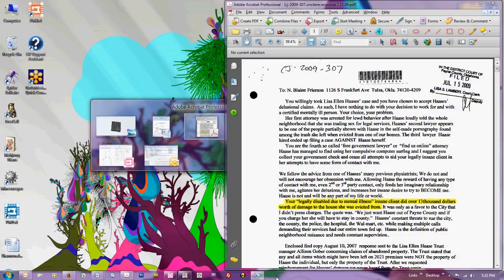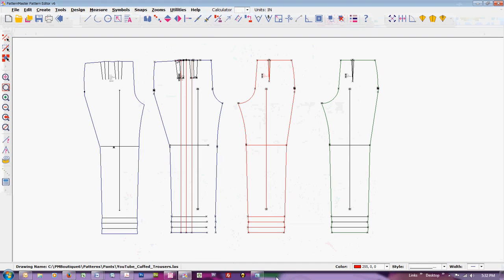I did not do the trouser pattern in Pattern Master Boutique. We are using a commercial tissue pattern, but I did have to make some alterations to it because it was like 3 sizes too small. So I wanted to show you what alterations I did on the tissue pattern by going in and showing you through Pattern Editor. Basically what we had was a 2 pleat front and a 1 dart back.